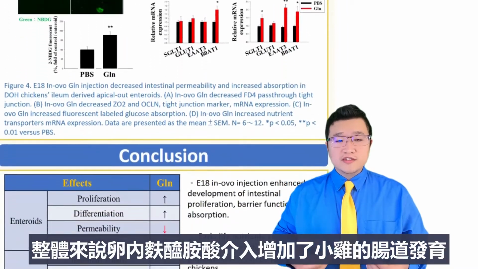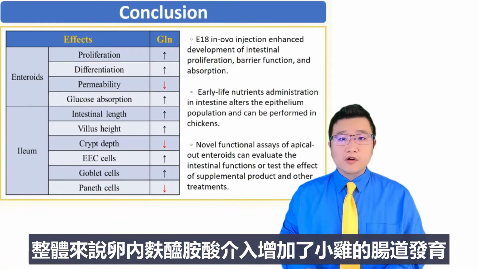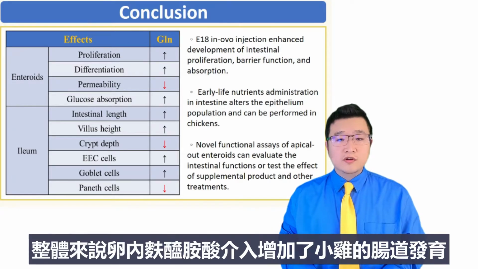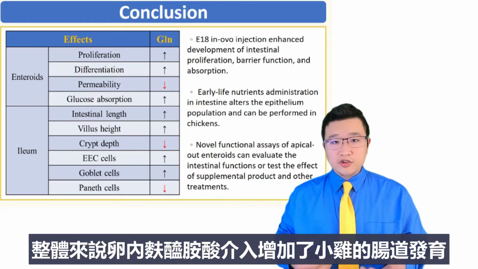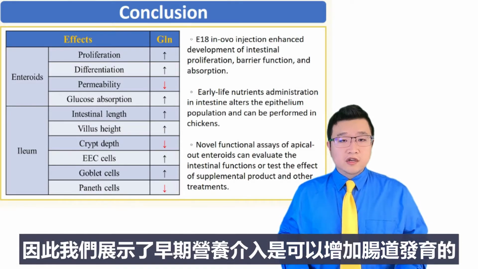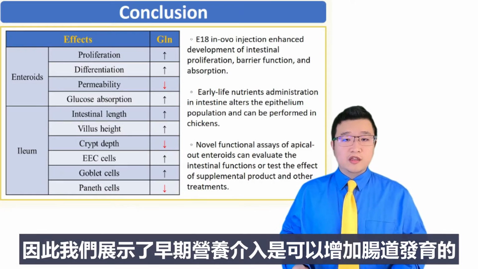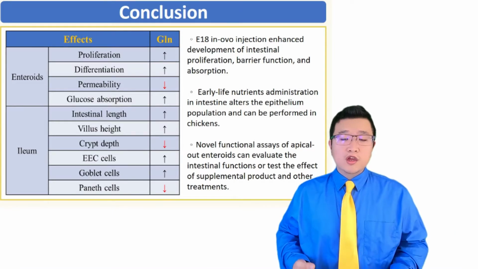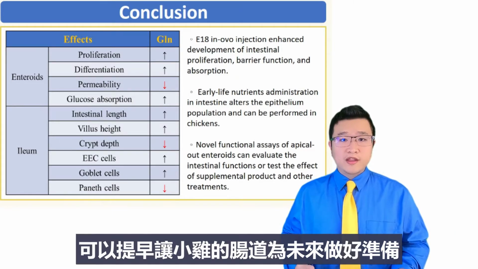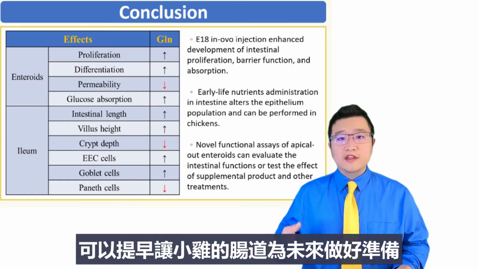Overall, our data suggest that embryonic day 18 in ovo glutamine injection enhances the maturation of intestinal development in day of hatch chickens. Therefore, we show that early life nutrient administration can increase intestinal development, which helps chickens be ready for faster growth in their later life.